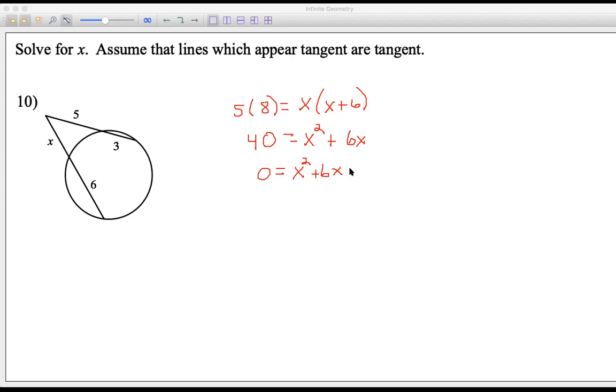What did you do to both sides? Minus 40. Okay. First one, everyone stop what you're doing. 10 is different. 10 gives us a quadratic equation. Every one that's a quadratic equation, at least on this worksheet, can be factored. So we're going to factor it.